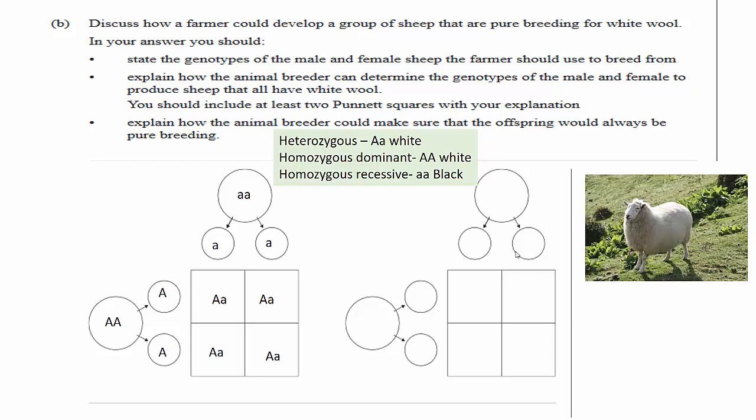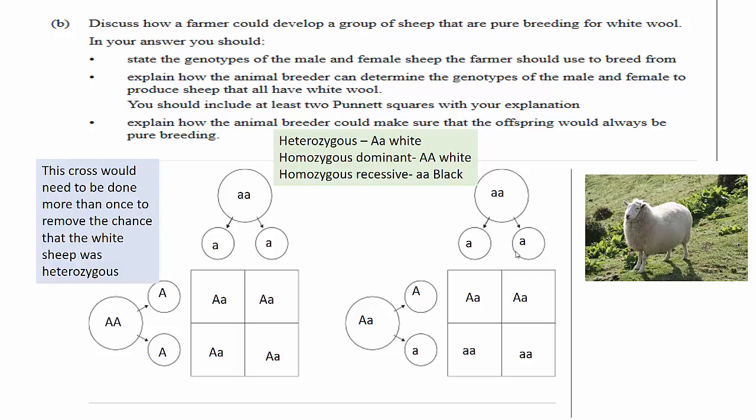So you can see there that all of the offspring are white, so that shows that there is a strong likelihood that the sheep is homozygous dominant. The second cross I'm going to do is between a heterozygous sheep and a black sheep. So you can see if you've got a heterozygous sheep, there is a 50-50 chance that the sheep will either be white or black.